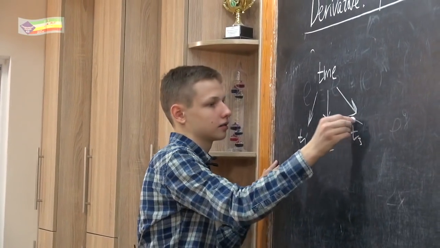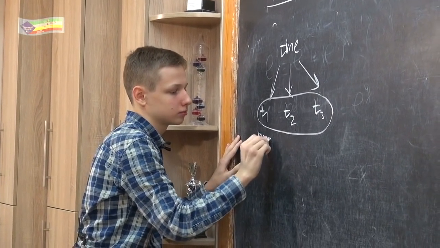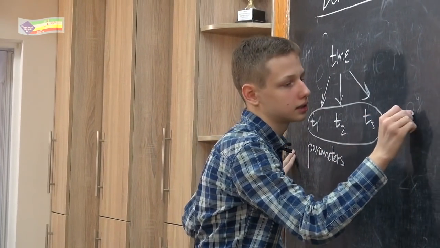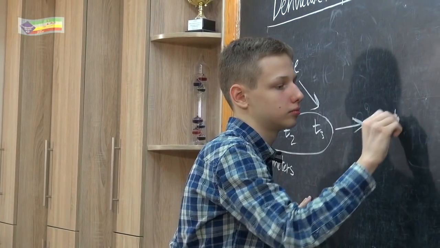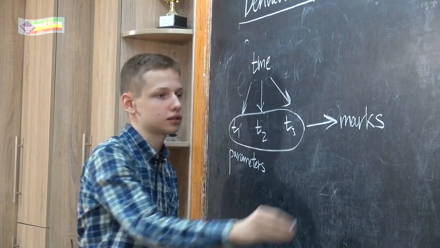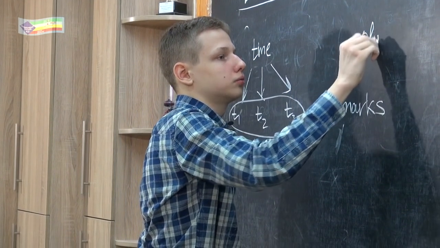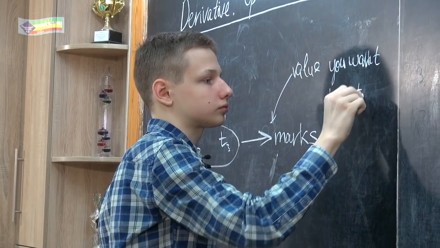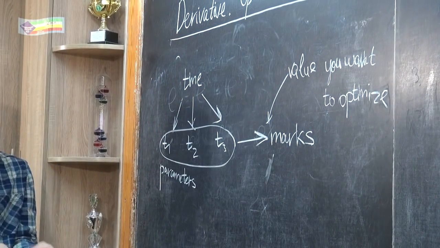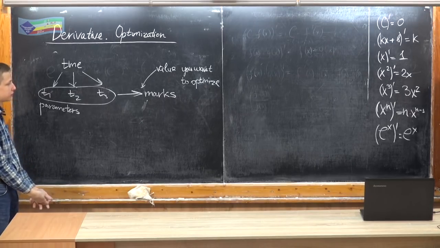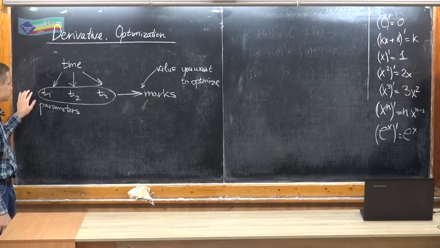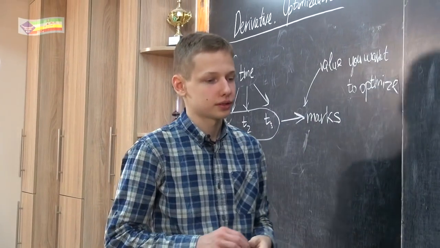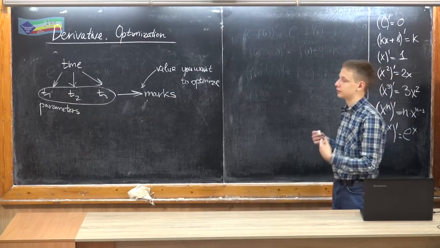So you have some parameters. And if you have these parameters, then you get marks. So this is the value you want to optimize. So what does optimize mean? You want to get the maximum of it, and you want to find such parameters t1, t2, t3, and so on, that you will get the best marks, right? So that means that we can apply this example to give a definition of optimization.